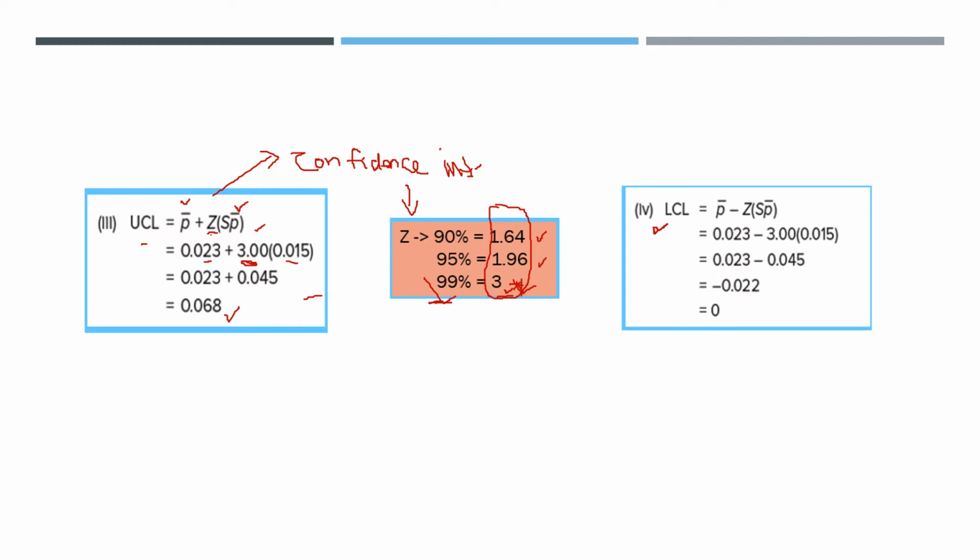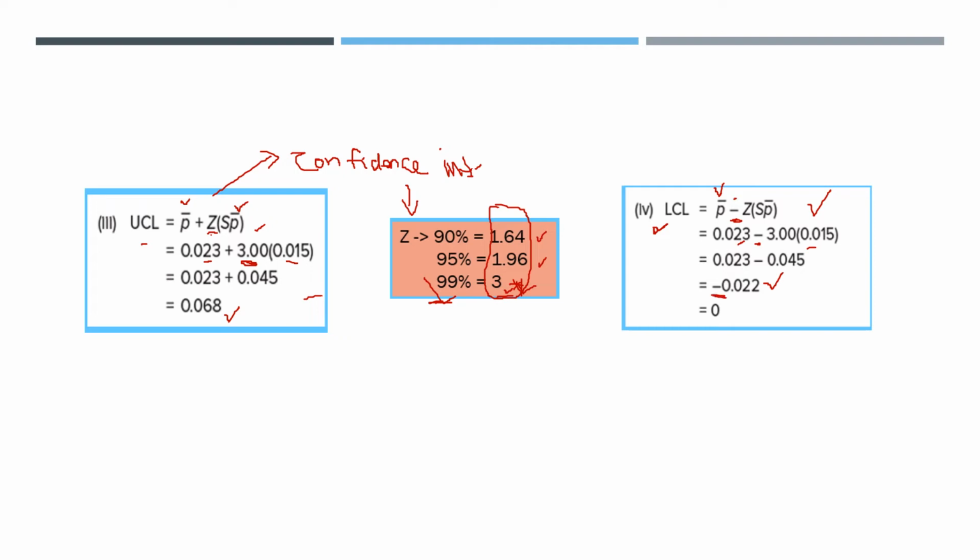So LCL is using a similar formula, but we change the symbol over here. Okay, so P bar or average fraction defective minus the z-score times standard deviation. So 0.023 minus 3 times 0.015, and we will get negative 0.022. Okay, normally it will give us a negative answer.